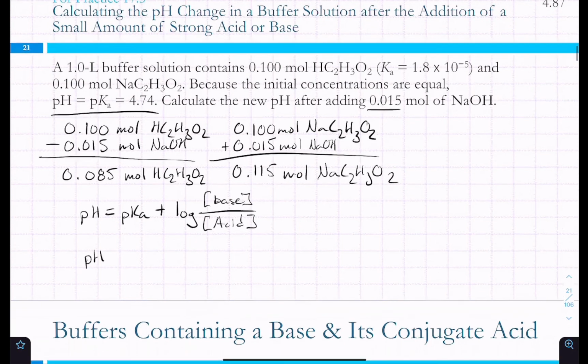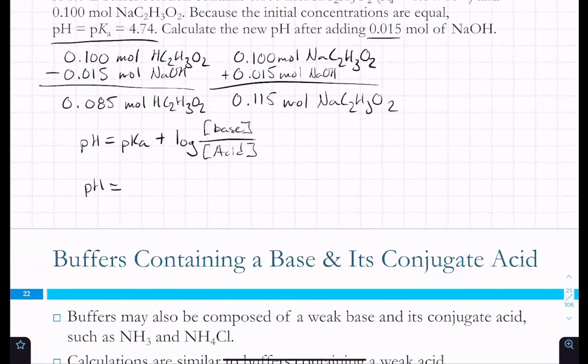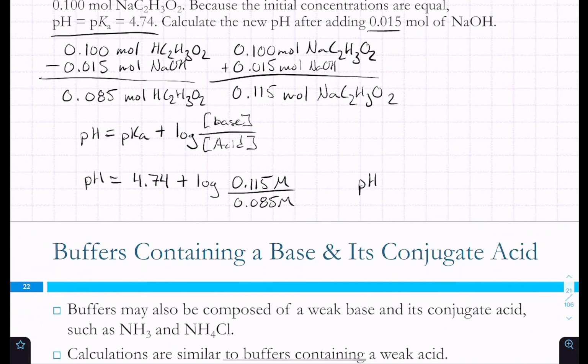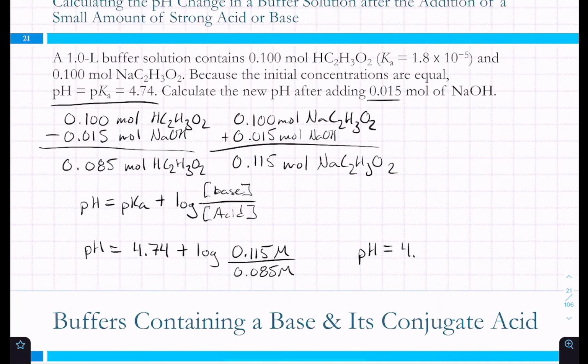So pH equals, the pKa is 4.74 plus the log of our new base concentration. Here technically we should be converting into concentrations, but we have 1 liter, so molarity is moles per liter. It's going to stay exactly the same. So 4.74 plus the log of 0.115 divided by 0.085. So pH equals 4.87.